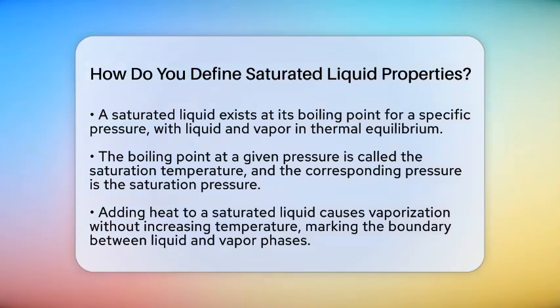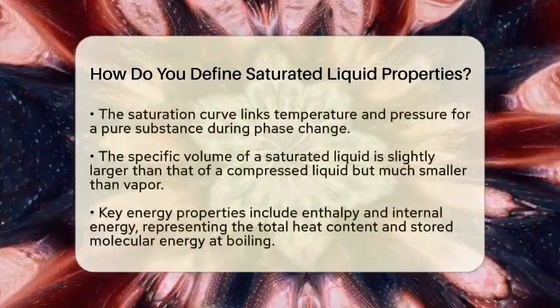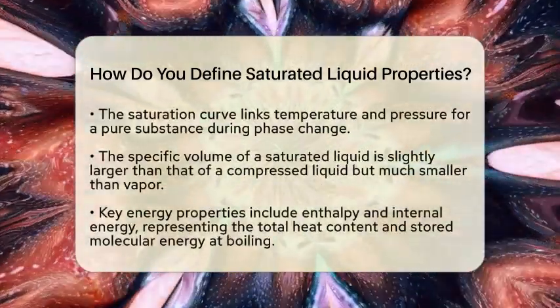In thermodynamics, a saturated liquid is a pure substance that exists exactly at its boiling point for a specific pressure. At this point, the liquid is in thermal equilibrium with its vapor, meaning both phases are balanced and stable. The temperature and pressure are directly linked through what we call the saturation curve. If you add heat to this liquid, it will start to vaporize without increasing in temperature. This state marks the boundary between a fully liquid state and a mixture of liquid and vapor.